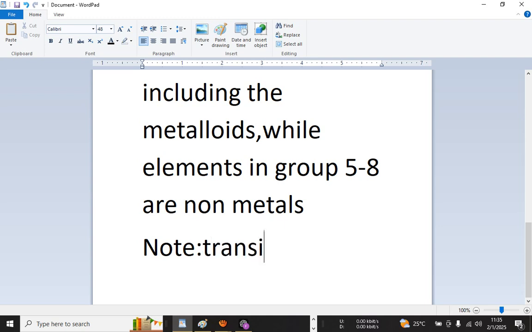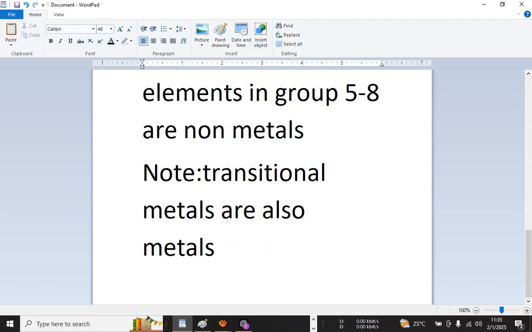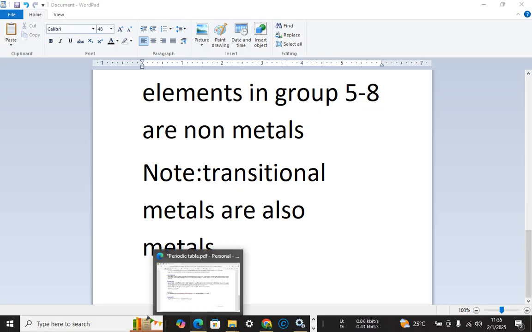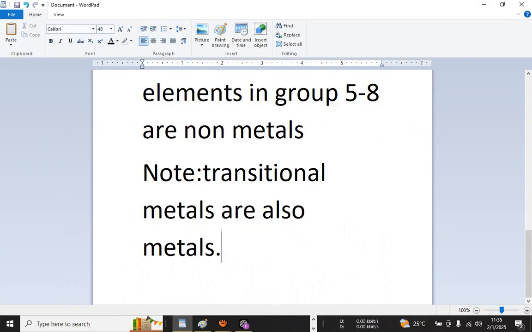Another thing you should note is that transitional metals are also metals. As I show you, the transitional metals are these ones in the periodic table. From 3 to 12, all of them are transitional. So they are also metals, and they also have a positive charge.